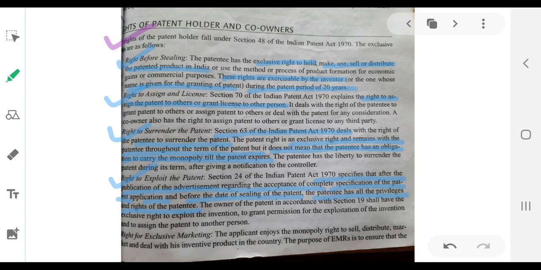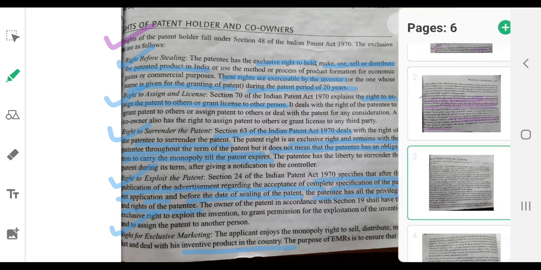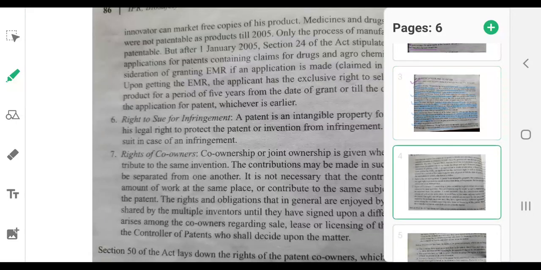So we have discussed this in small points before. It is what is the right of stealing, what is the right to assign a license, what is the right to surrender, when to surrender, what is the right to exploit the patent, right? How will you exploit the patent? And the right of exclusive marketing. The applicant enjoys the monopoly right to sell, distribute, market and deal with the inventive products of the country. Okay, so you get to see that this is like a property and you have so many rights to enjoy.